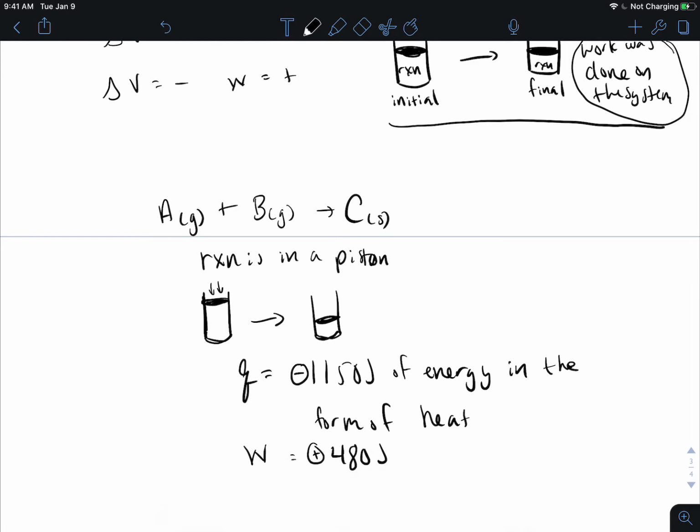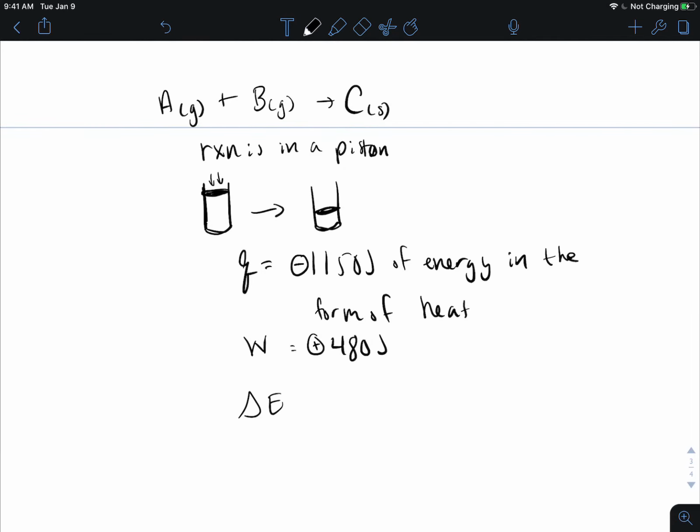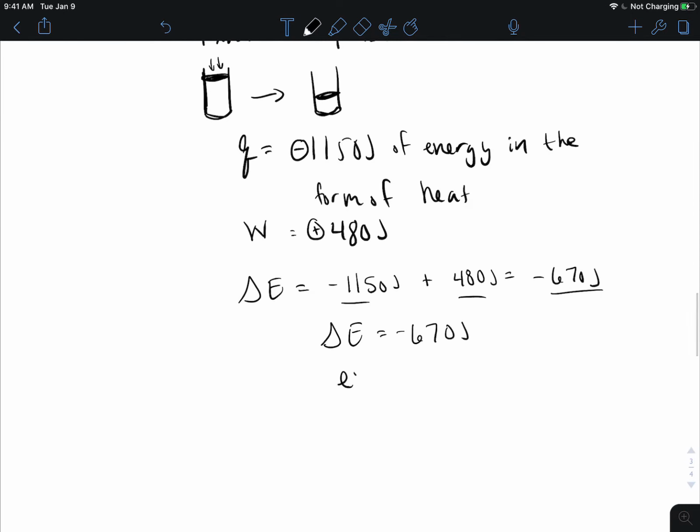So if we want to figure out what our delta E is in this case, we take our heat plus our work, add them together, giving us negative 670 joules of energy. Because this is a negative value, this would be exergonic. And because this is negative, it would also be exothermic.